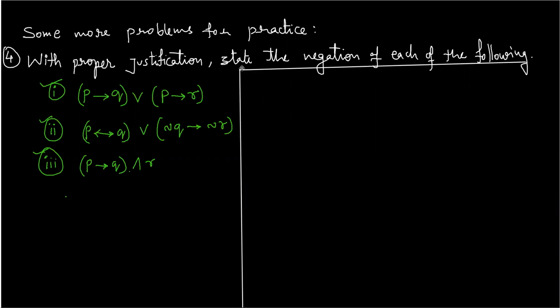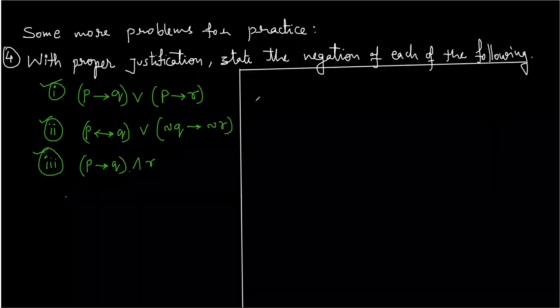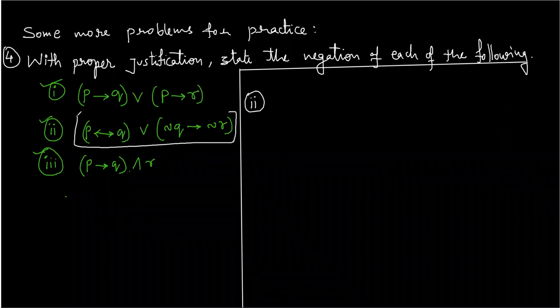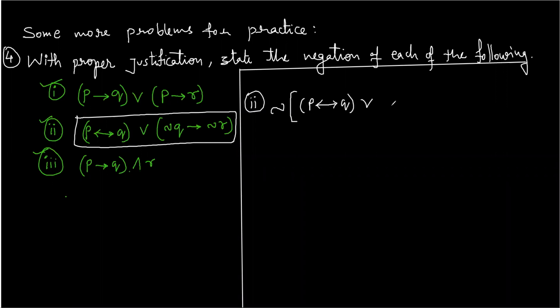So here I have the second. So I write the negation of this statement. I have to write negation of this statement. So negation of, I write a big bracket, and it is P double implication Q, or negation Q implies negation R. So what I notice is that in the beginning, I understand that I have to write negation of disjunction of two statements. So I will go step by step.